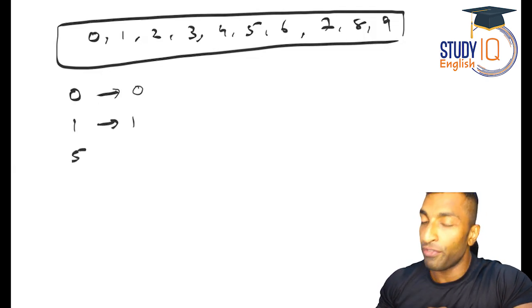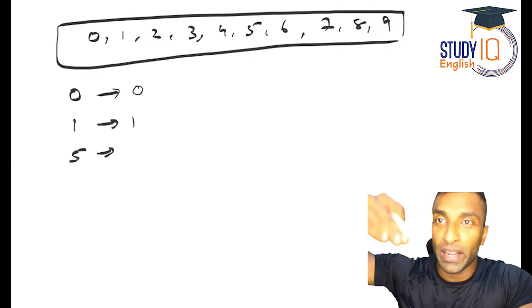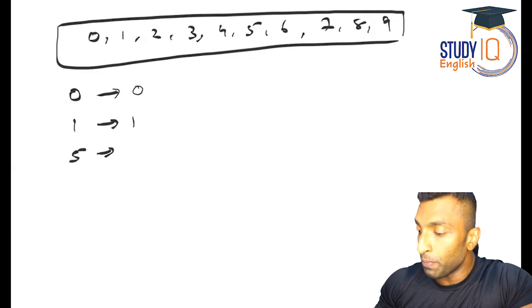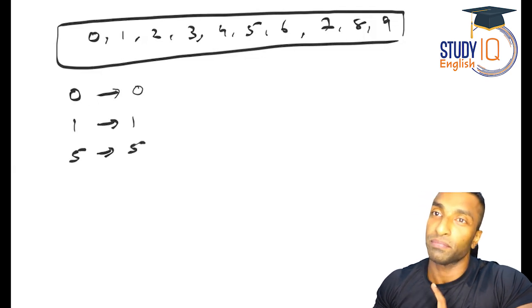Number ending in 5, 5 raised to 1, 5 raised to 2, 5 raised to 1 million, 5 raised to 1 trillion, whatever it is going to end in 5.